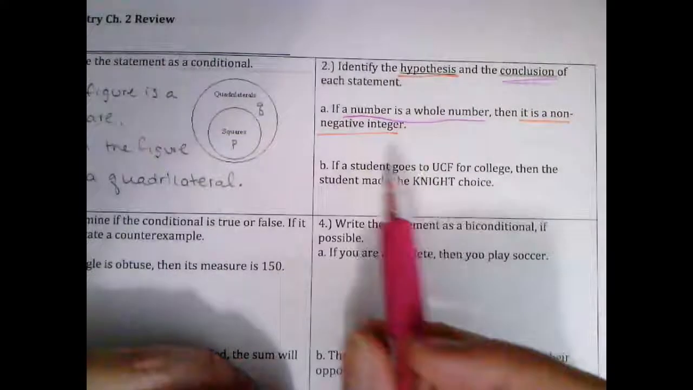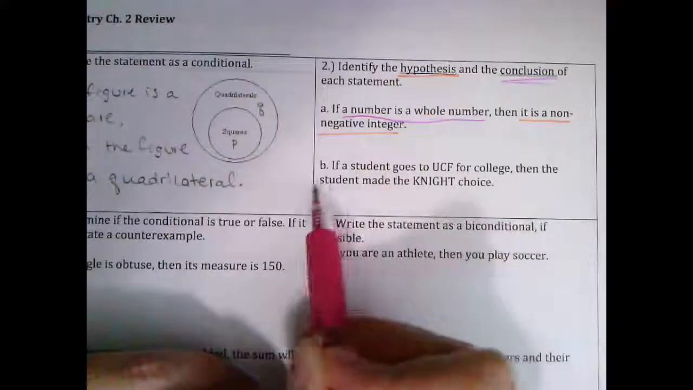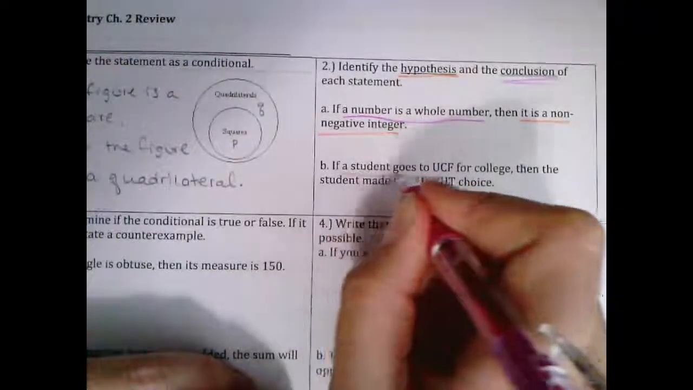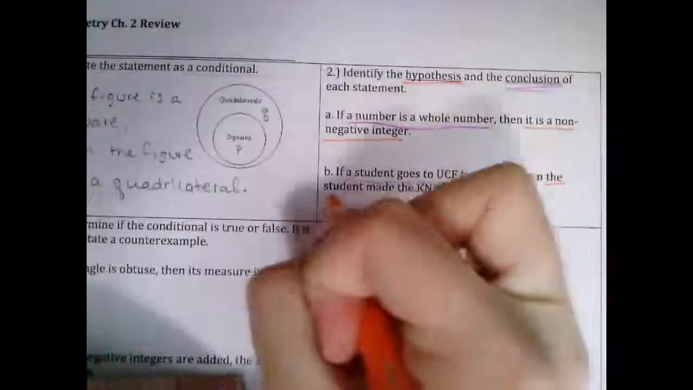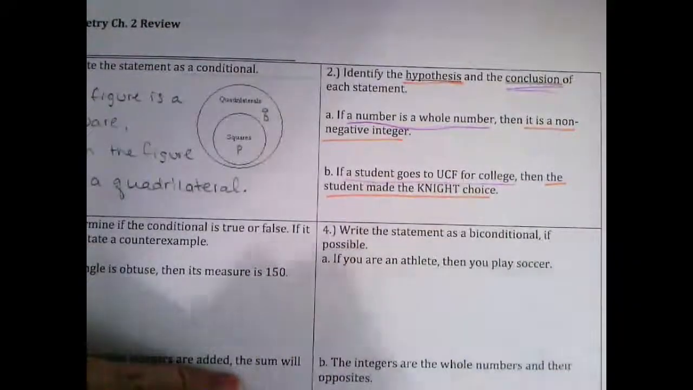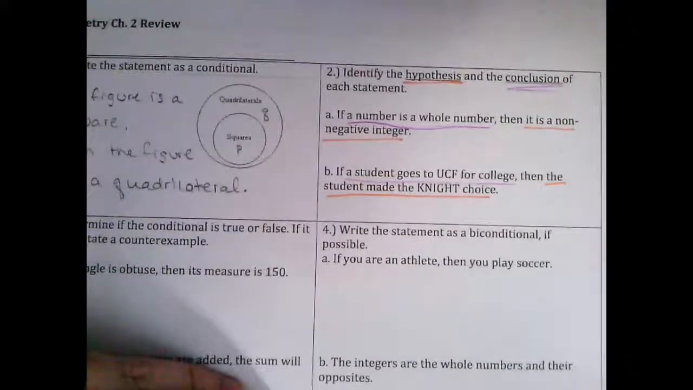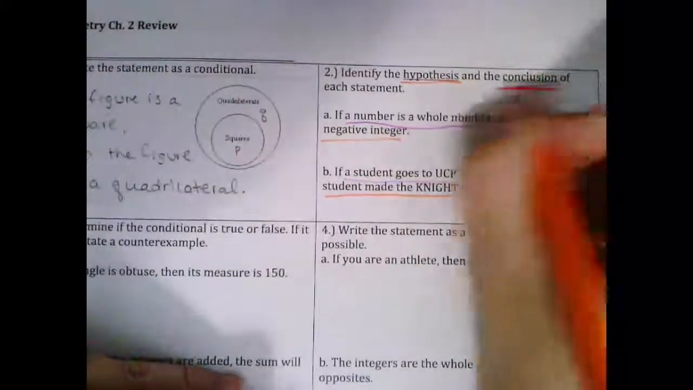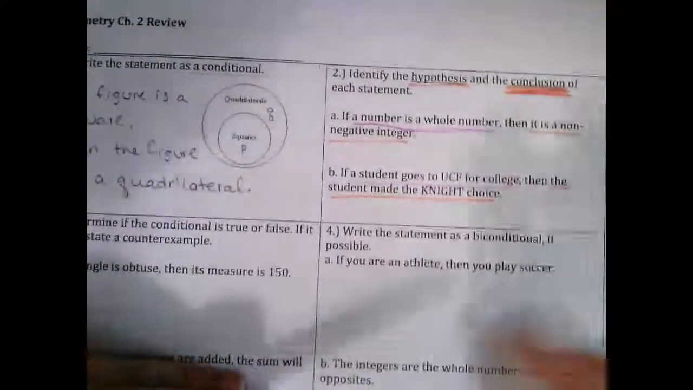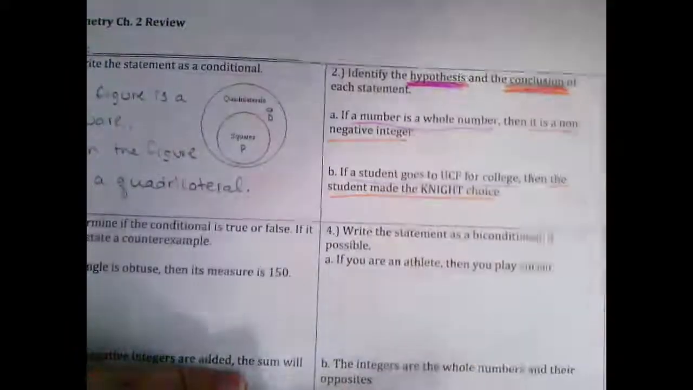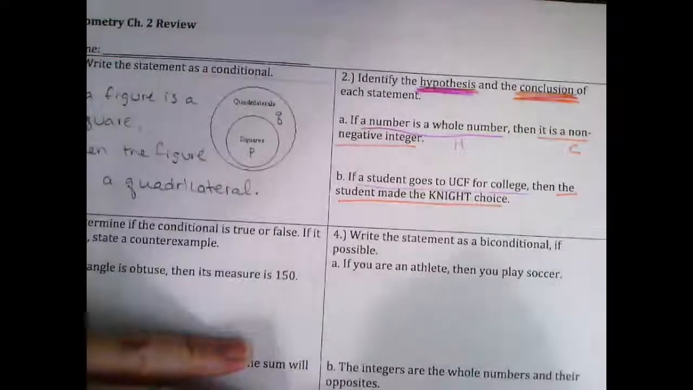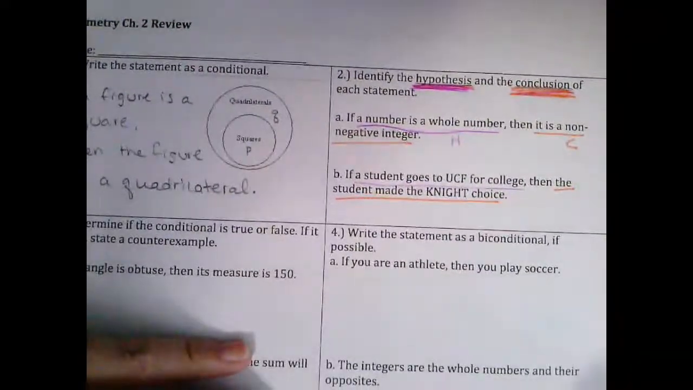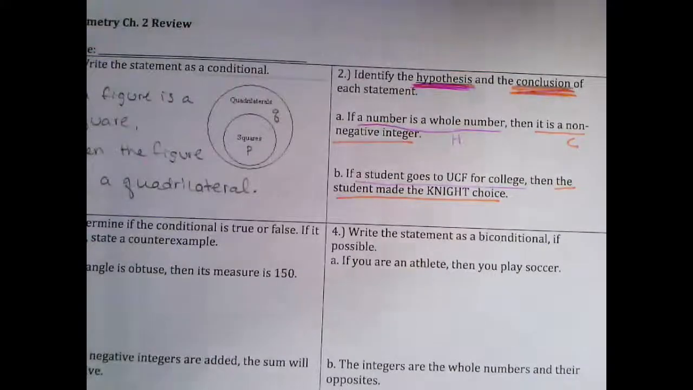For the second one, it says, if a student goes to UCF for college, then the student made the right choice. A student goes to UCF for college is the hypothesis. The student made the right choice is the conclusion. Oh, you know what? I just realized that I underlined those in the wrong colors. My bad. Okay, so this is the hypothesis. This is the conclusion. All right, so pink is hypothesis, orange is conclusion. Hypothesis is P, conclusion is Q.